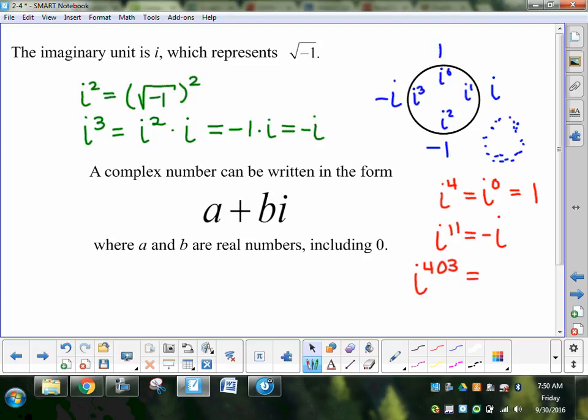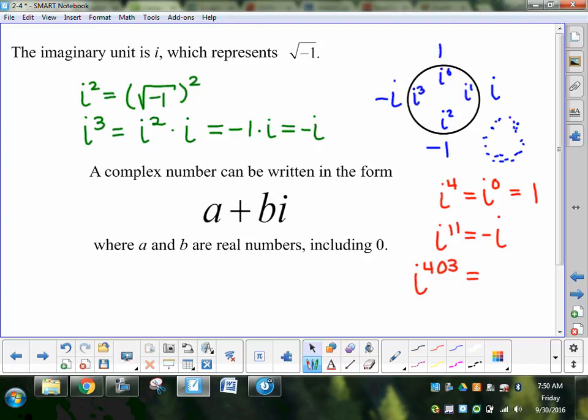Who sees the shortcut? Instead of pecking your way around, what would you go through and do? Yeah. Divide it by 4, and whatever the remainder is, that's where you're going to end up. Or you could go through and say, what multiple of 4 is nearby?